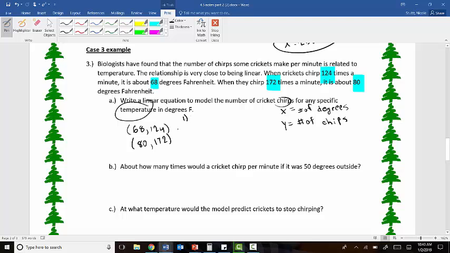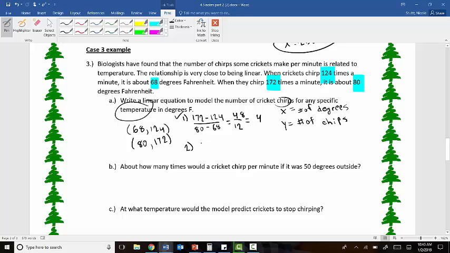So since this is 2 ordered pairs, I would know, okay, it's a case 3. I will have 2 formulas. I have to do y2 minus y1 over x2 minus x1 first. 172 minus 124 is 48. 80 minus 68 is 12. And conveniently, 48 over 12 is 4. So there's my first part of my case 3 setup.